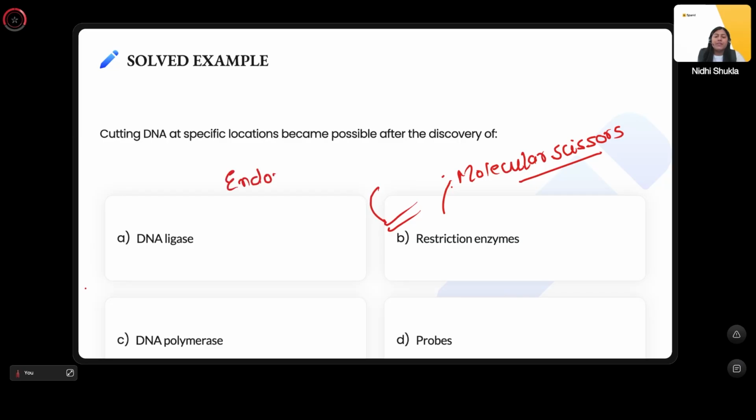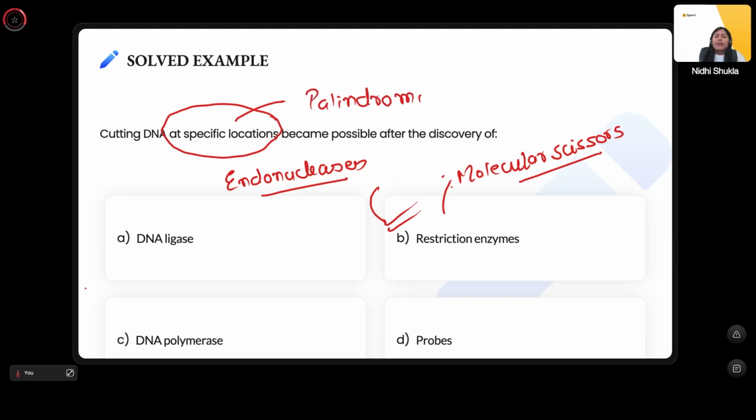Okay, these enzymes are your endonucleases, and what do endonucleases do? They cut the DNA at its backbone. Okay, they break the phosphodiester bond, which helps in the cutting of DNA. And why are we saying they cut the DNA at specific locations only? Because restriction enzymes function by recognizing a palindromic sequence. They will recognize their palindromic sequence and then they will cut the DNA.